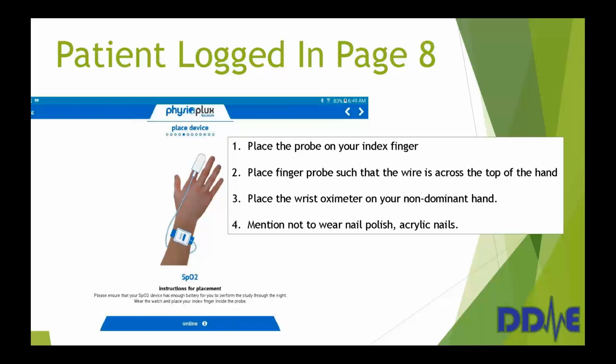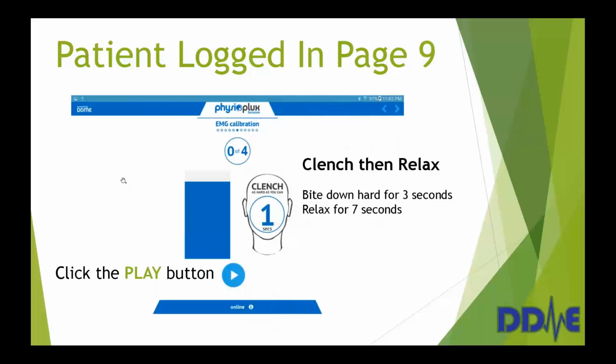Once the finger probe's on, you do have one option. This is kind of a tip. If you want to provide a little roll of paper tape in the GEMPro kit, totally optional. And you can put a little strip of tape across the back of the hand there. Okay, so pretty simple.